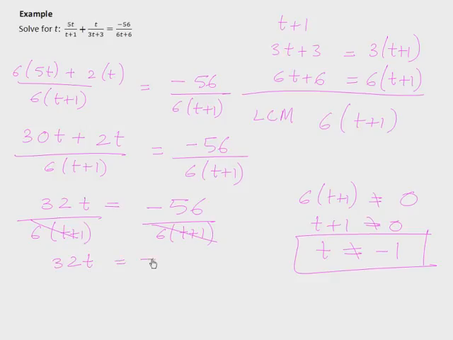32t is equal to minus 56. Dividing out, I get t is minus 56 over 32, minus 14 over 8, or rather minus 7 over 4. Now this solution minus 7 over 4 is valid because it's not equal to minus 1. So it's a valid solution.